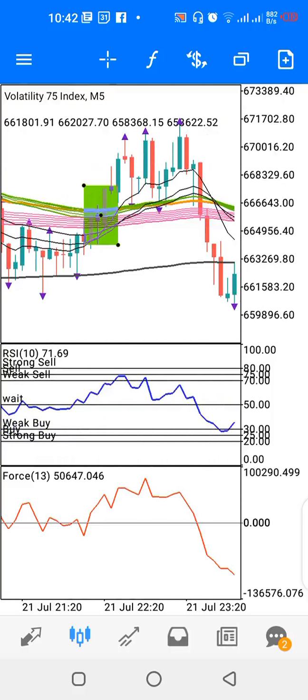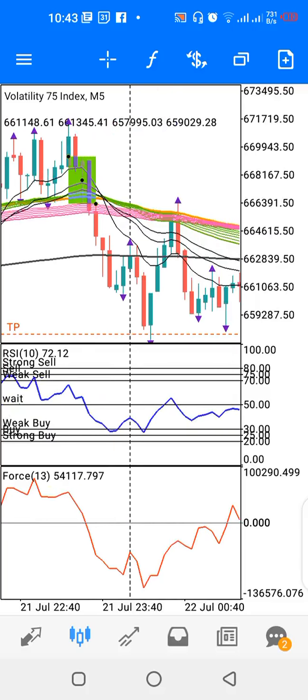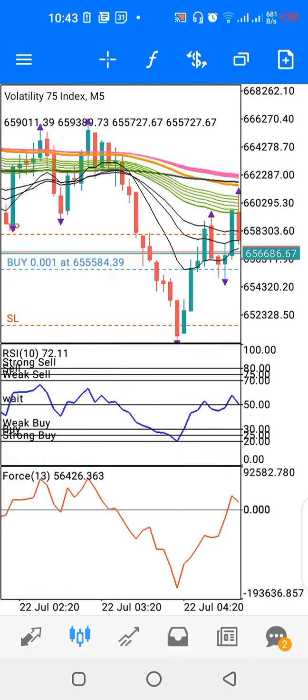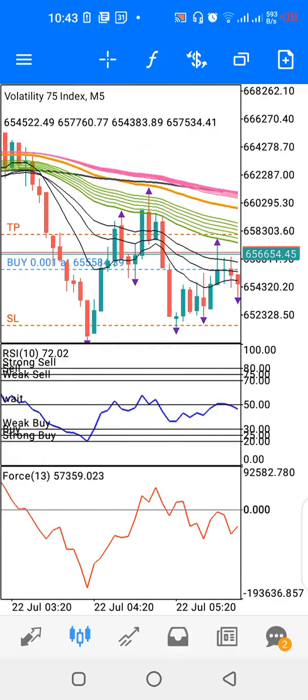So with this pop-up and close above here, I can also scalp buy until I have a reversal, with price going back into the moving averages, for me to have a waiting period. Now that is for the buy.